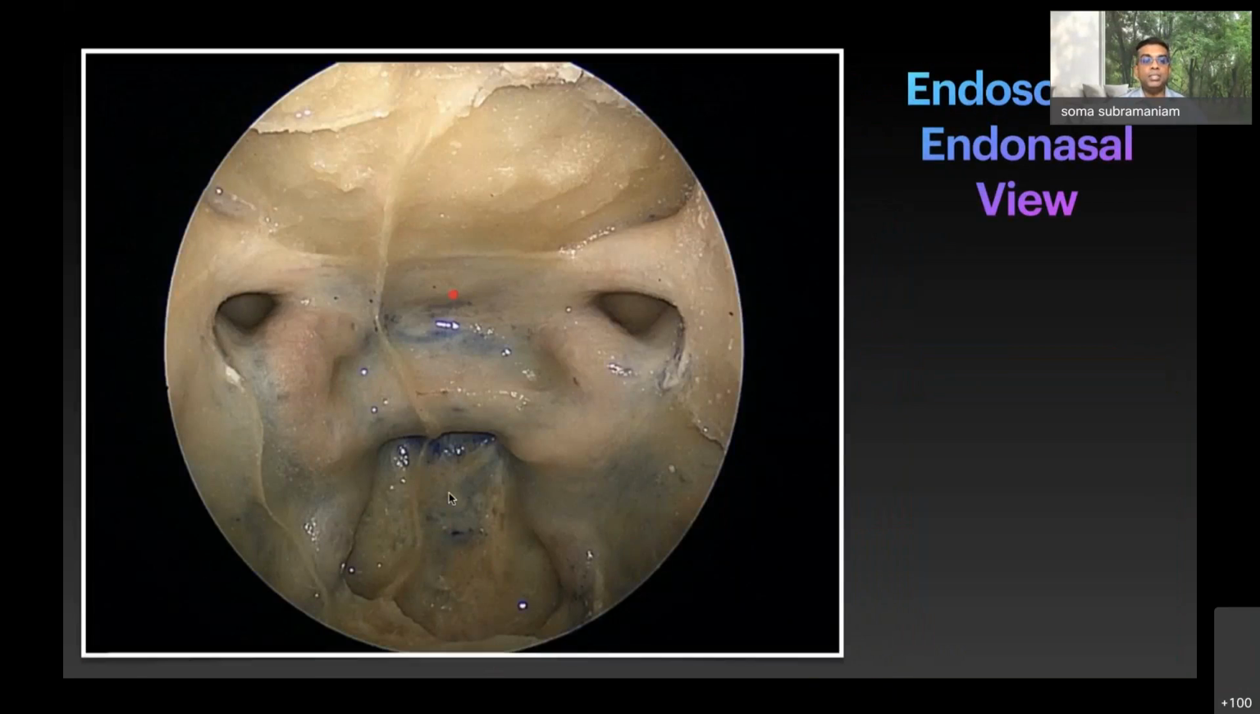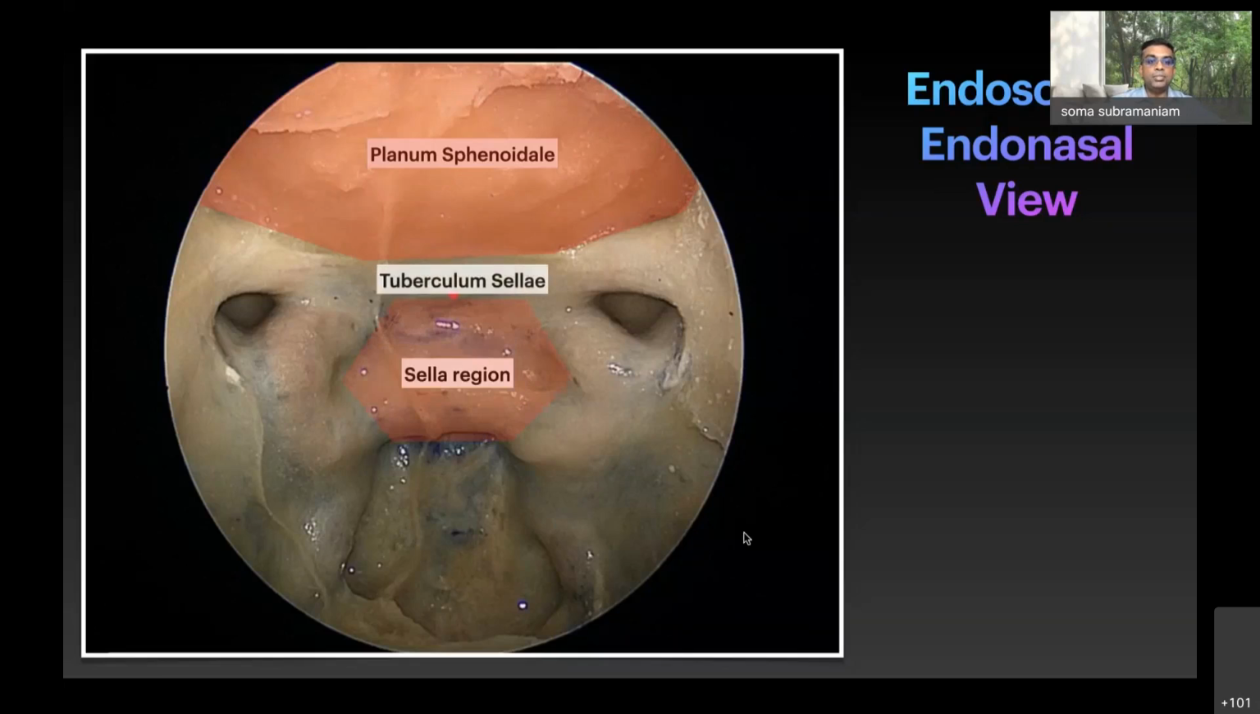So this is the endonasal endoscopic view of the sphenoid sinus. This is a very well, nicely pneumatized sphenoid sinus. So you can see a few landmarks here immediately. So at the top, you've got the planum sphenoidale, which is the roof of the sphenoid sinus. In the middle is the sellar region, and at the bottom is the clival recess. Between the sellar and the planum, where the planum turns from a horizontal to a vertical orientation, you have the tuberculum sellae, which almost always corresponds to the level of the optic canals on both sides.